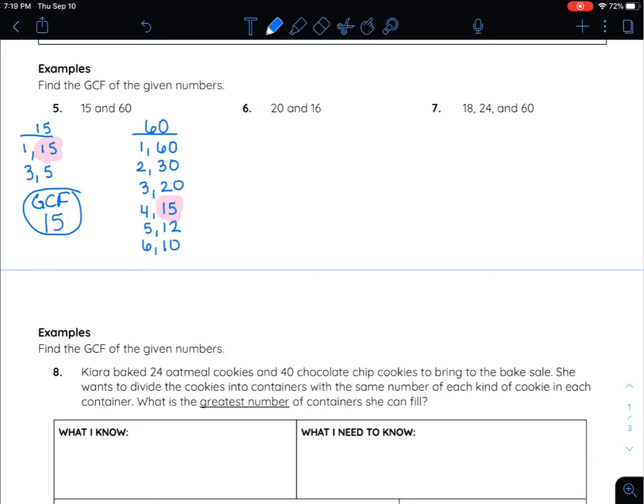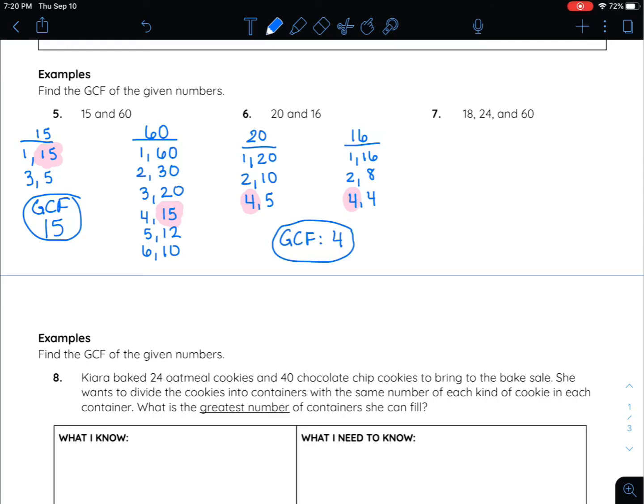Okay? Let's try 20 and 16. Make your two lists. So 20 and 16. And just go in order. 1 times 20. 2 times 10. 3 doesn't work. 4 times 5. And then we've already wrapped around. Because I can say 5, but I already wrote it. 1 times 16. 2 times 8. If you need a multiplication chart, that would be really helpful for this. 3 doesn't work, and then we get 4 times 4. So that was it. Let's see. Anything in common here? They both have a 1. They both have a 2. They both have a 4. And then nothing else matches. So the biggest match is just 4. So we say GCF is 4.